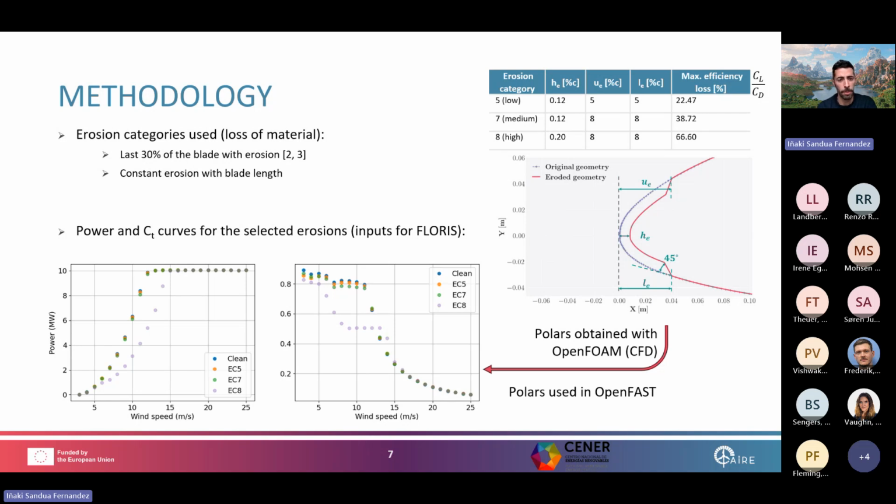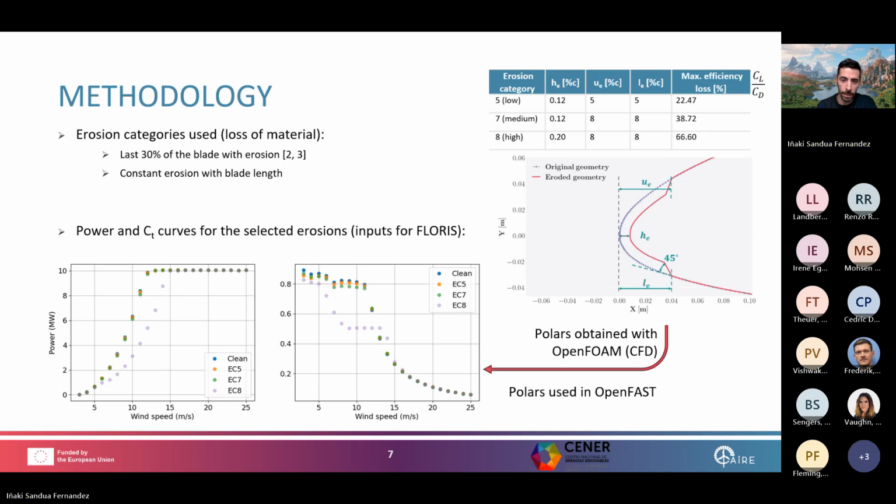And with these polars, we build the OpenFAST models I mentioned before. And we use them to obtain the power and thrust curves that we can see here. As we can observe, the curves for the clean, erosion category 5 and 7 are very similar. But the curves for erosion category 8 present relevant differences, both in terms of power and thrust, which are much lower, especially at low and medium wind speeds.